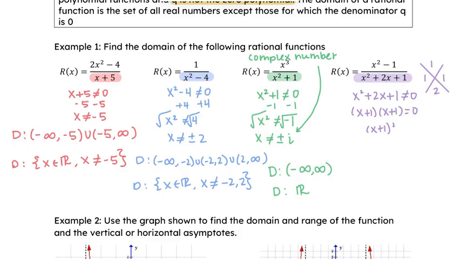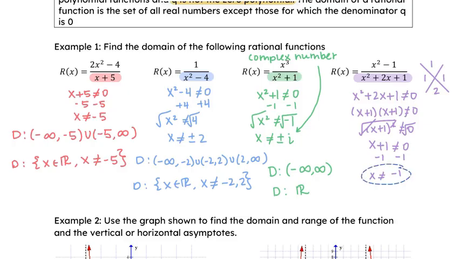x plus 1 squared. To solve this one, I can take the square root of both sides to get rid of that squared. So x plus 1 cannot equal 0. Now I didn't put a plus or minus here because 0 is not positive or negative, so it doesn't need a plus or minus. And then I can just subtract 1 from both sides. So x cannot equal -1.